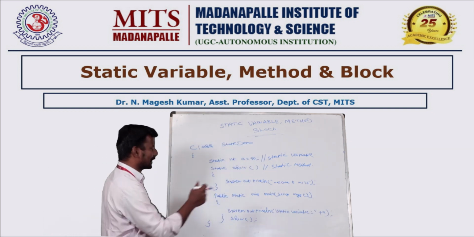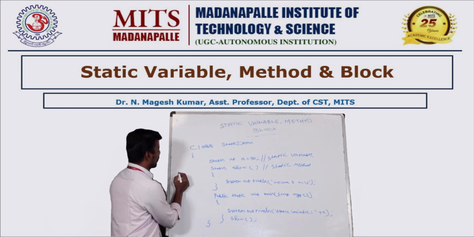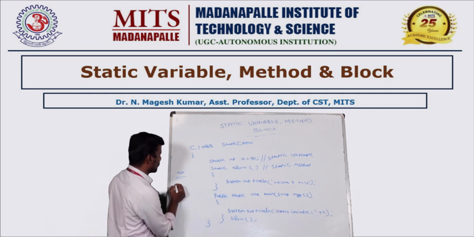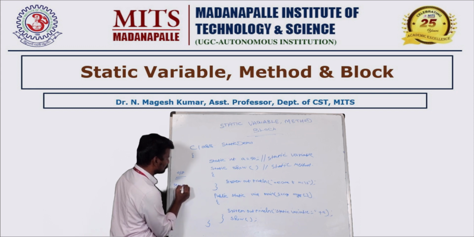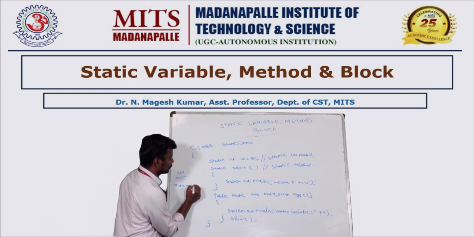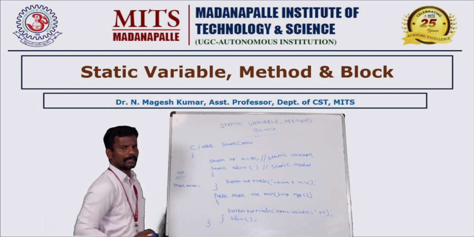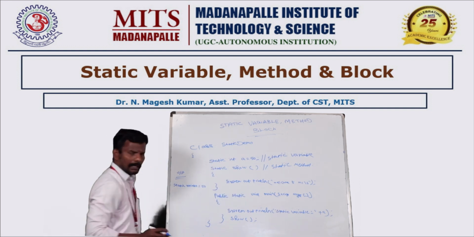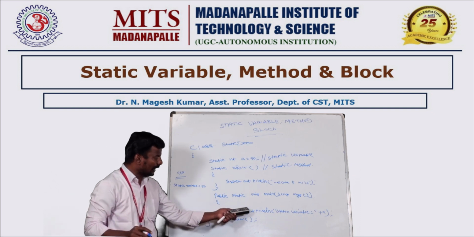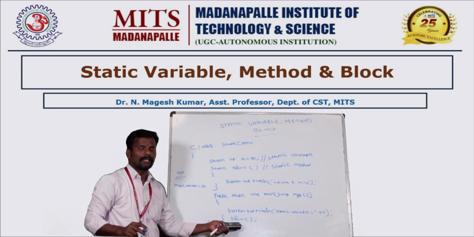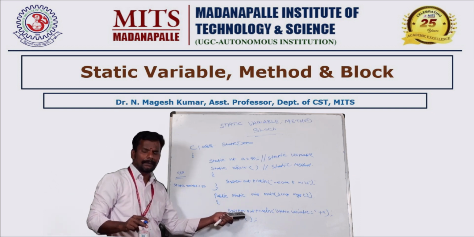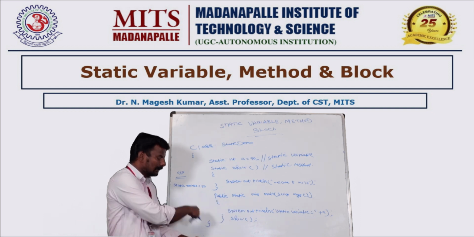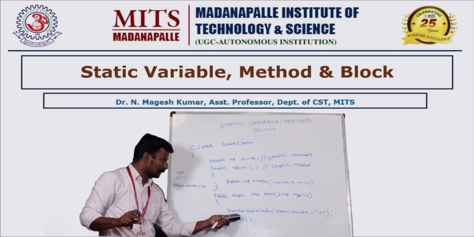Now if you are executing this program, what will happen? The output we are expecting is: the static variable is equal to, and what is the value of a? 50 will be printed. After executing that statement, the next statement will be executed. We have to call the static method explicitly.